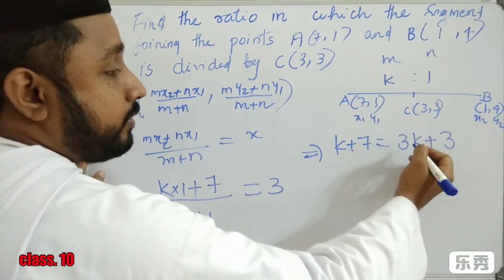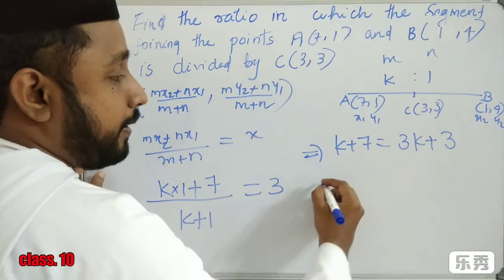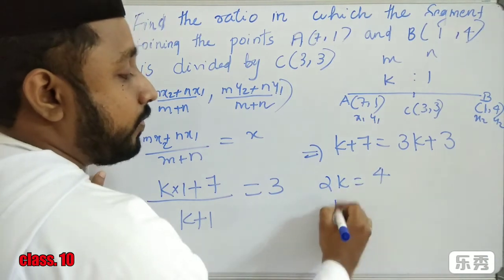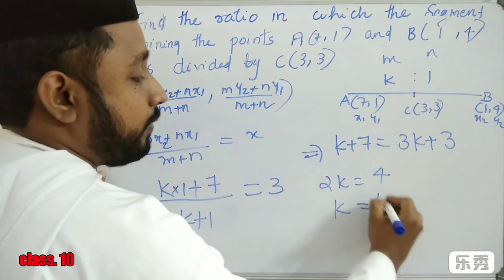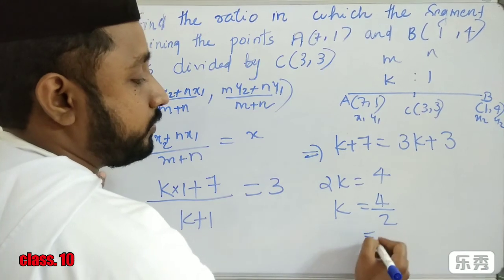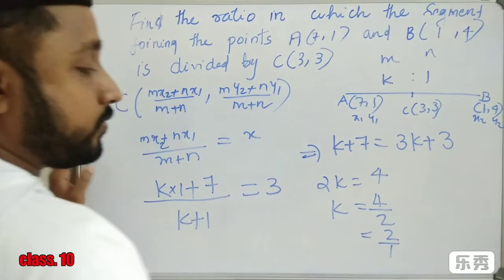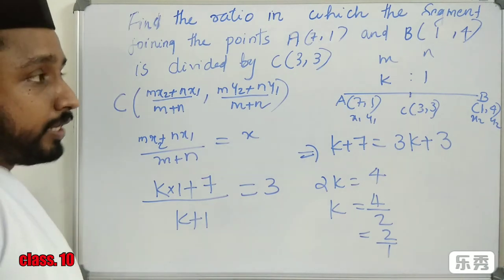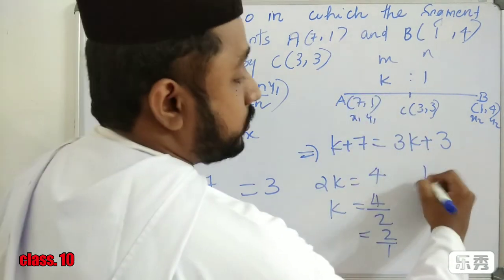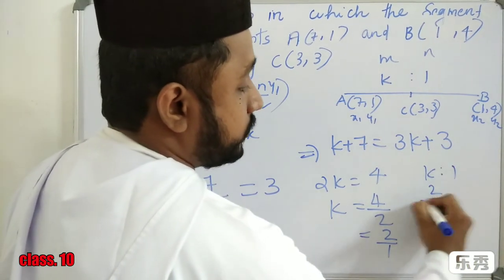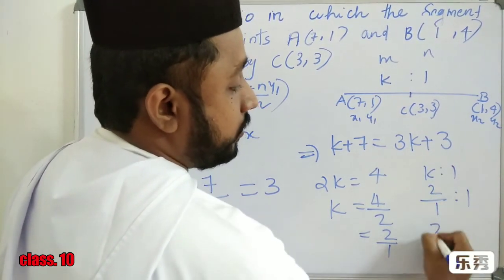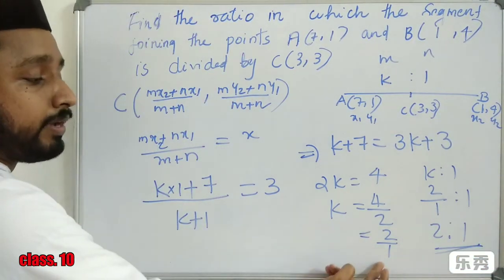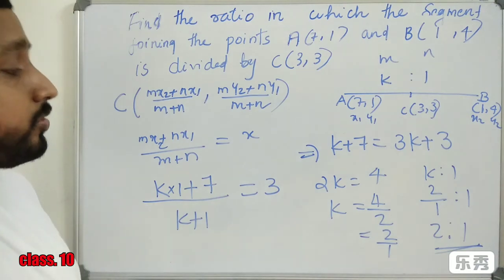So k plus 7 is equal to 3k plus 3. So 3k minus k, that is 2k, is equal to 4, or k is equal to 4 by 2, which is equal to 2 by 1. So we got k is equal to 2 by 1. We know the ratio is k:1, that is 2 by 1 is to 1, or 2:1. Directly we can say the ratio is 2:1.